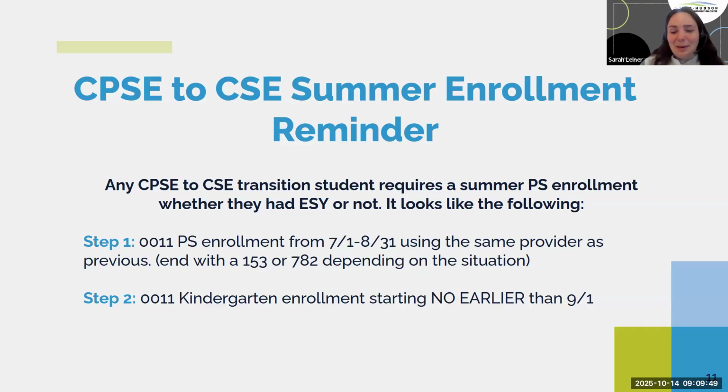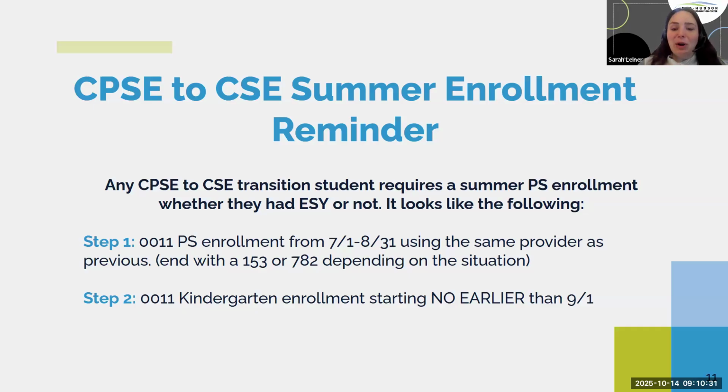CPSE to CSE summer enrollment. So, for any CPSE student that is transitioning to CSE, requires a summer preschool enrollment, whether they had ESY or not. It's a two-step process, and I have it outlined for you below. But to be brief, that preschool enrollment needs to encompass the entire summer because they are still considered preschool the summer before they start kindergarten. So that's from July 1st all the way through August 31st of whatever year we are referencing.